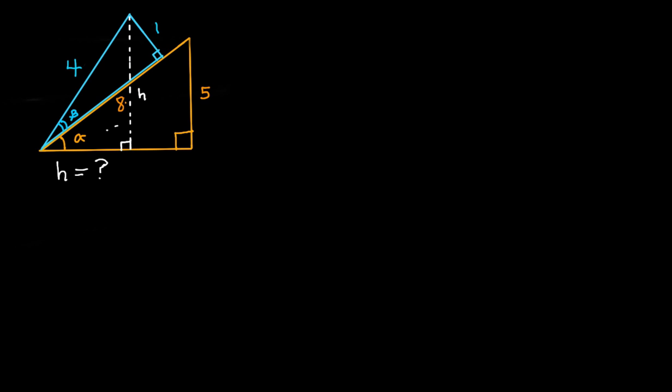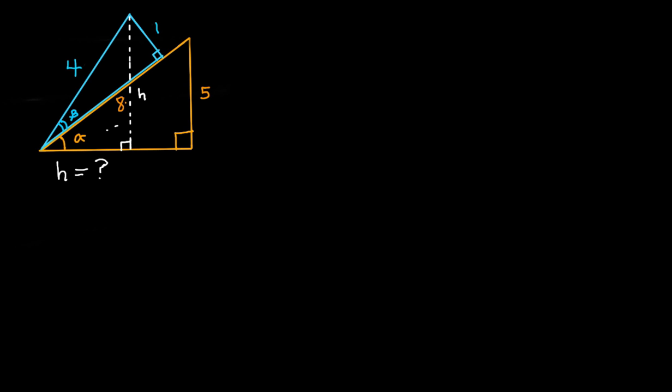We have a problem involving two triangles. We have a blue triangle stacked on top of an orange triangle, and we are meant to find the height from the base of the orange triangle up to the peak of the blue triangle that's stacked on top of it, kind of the apex of the structure.